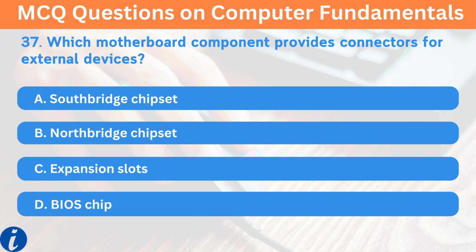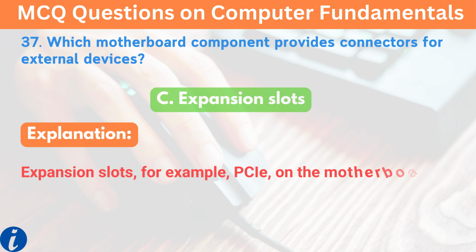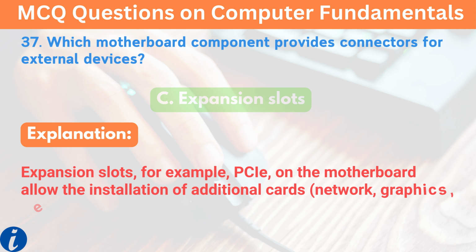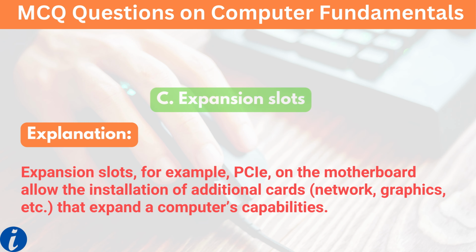37. Which motherboard component provides connectors for external devices? A. Southbridge chipset. B. Northbridge chipset. C. Expansion slots. D. BIOS chip. The correct answer is C. Expansion slots. Explanation. Expansion slots, for example, PCIe, on the motherboard allow the installation of additional cards, network, graphics, etc., that expand a computer's capabilities.